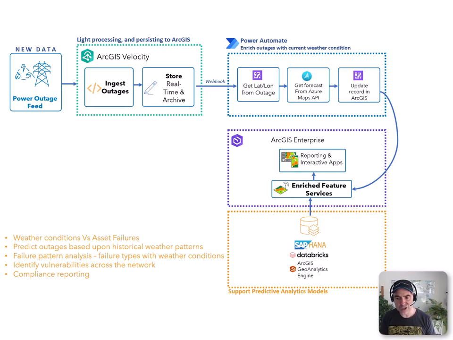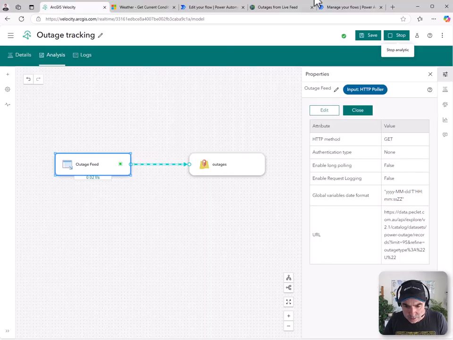They have a correlation to different types of asset failures, and having this information all enriched will help mitigate and potentially predict future disruptions. I'm not going to focus on the analytics in this particular video. I'm just going to focus on this top level of how we can enrich that data. In Velocity, I've stripped this down to the bare minimum. We are going to poll an outage feed for just the unplanned outages and persist that into our GIS.